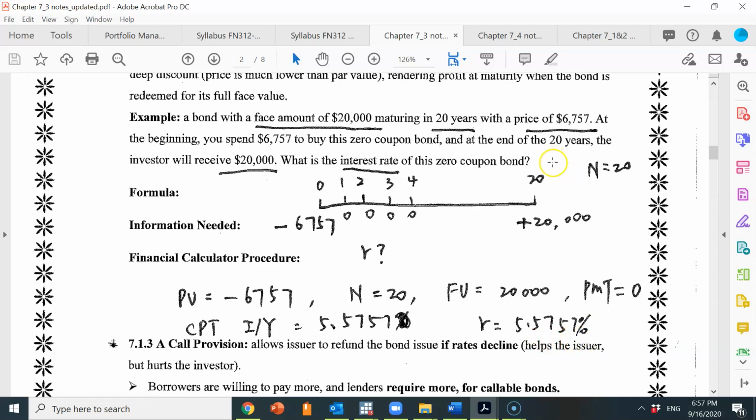If the question is asking you what is the yield to maturity of this zero coupon bond, or rate of return, it is asking the same thing, or the cost of debt for the firm. It's all these.